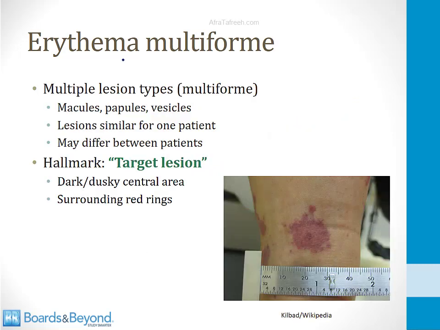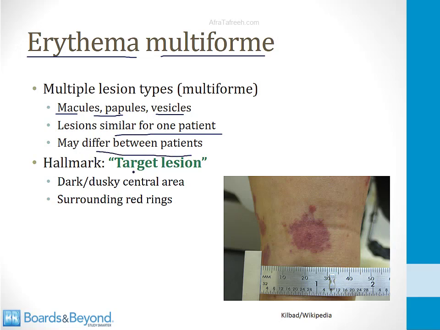Erythema multiforme gets its name because it involves red lesions, that's why it's called erythema, and the lesions have many different forms, that's why it's called multiforme. Patients with this disorder can develop macules or papules or vesicles or many different forms of skin lesions. The lesions are usually similar for one particular patient, but they differ between patients. That's why it's called multiforme.